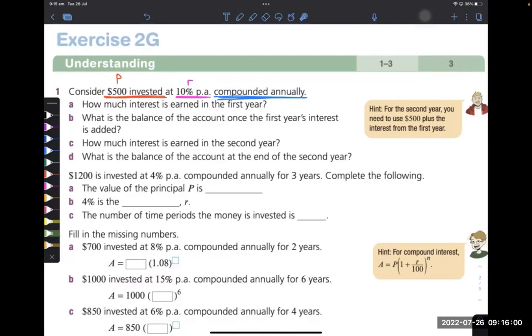Let's see. That's 100% of your amount, yeah? That's 100% of your amount. We want to add on an extra 10% of that. So let's actually find out how much the 10% of 500 is. How do we find 10% of 500?